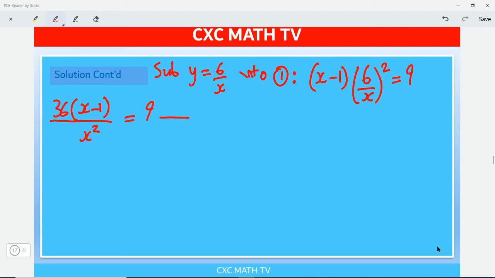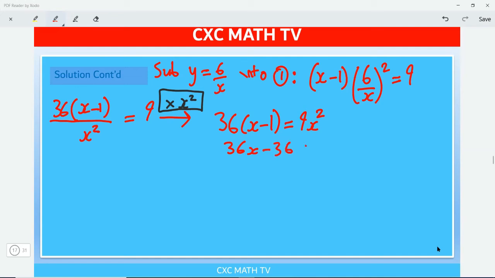So I put an arrow here, and on top of the arrow, I'm going to put multiplying through by x squared. The equation is going to become 36 times x minus 1 is equal to 9x squared. Now, we can simplify it to be a quadratic by expanding the 36 to get 36x minus 36 is 9x squared.